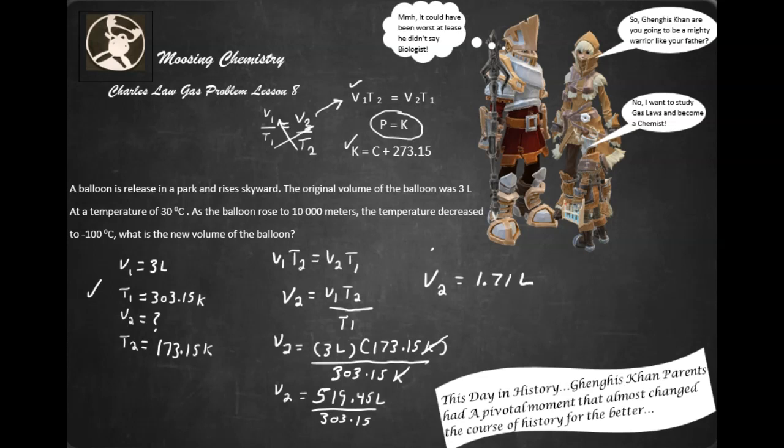So when we do that, our new volume is going to be, let's do that real quickly, 1.71 liters. And that makes sense because this is what we call a direct relationship. As the temperature increases, so does the volume. So that means that if we did it on a graph like this, as temperature increases, volume increases.